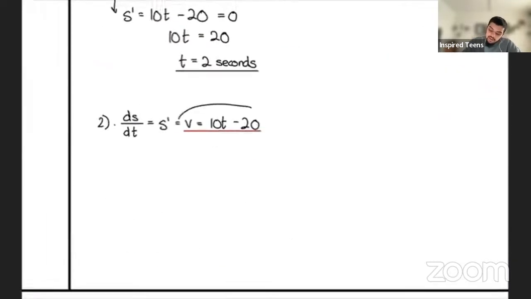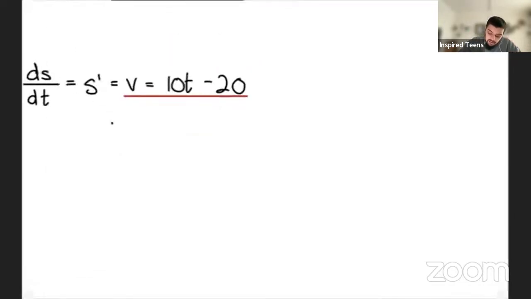So this is just an equation that represents the velocity. So we can find the velocity at 5 seconds, and that would be equal to 10 into 5 minus 20, and that's going to be 30.